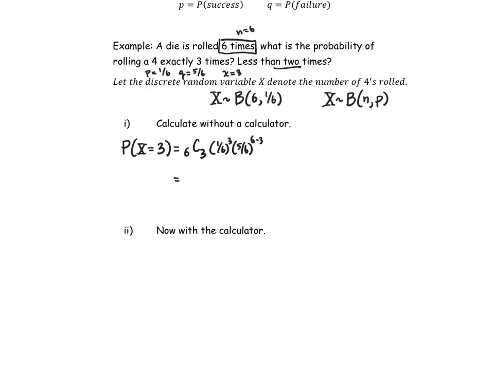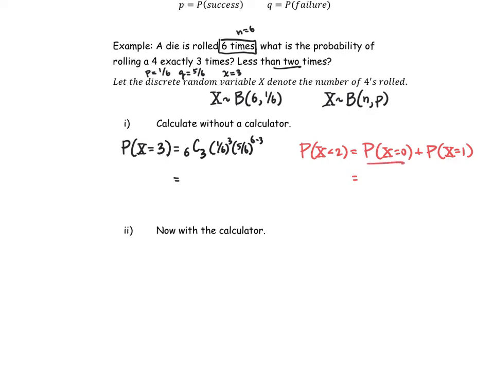Okay, let's look at less than 2 times. So the probability that x is less than 2 is equivalent to the probability that x is equal to 0, so 0 fours, plus the probability of 1 four. Okay, another way you could look at this would be 1 minus the probability that x is greater than or equal to 2. But that would take you a longer time, right? A lot more writing and all that stuff. So let's go ahead and write this out.